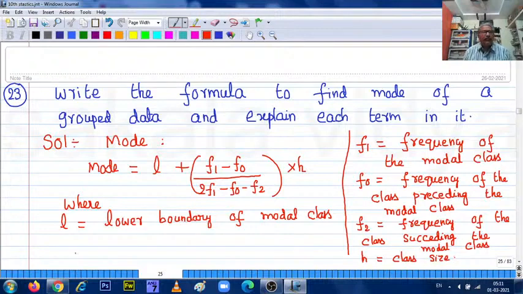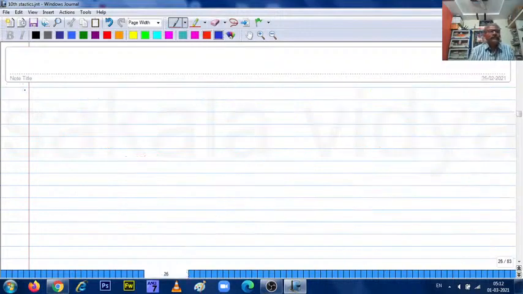So these five letters need to be discussed here. You might have understood how to write the formula and how to explain each letter or each term in the given formula. If you write like this, you will be getting 4 marks in the final public examination.